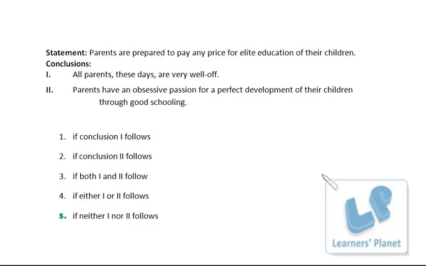Just concentrate on the words 'they are prepared'. That means they are ready to manage the things. The other one: parents have an obsessive passion for the perfect development of their children through good schooling. That's the same thing I was telling earlier. Whatever is possible for them, they are doing, because they have an obsessive passion that their child should get good studies, good education. For that, they are ready to do anything. So the second one can be concluded from the statement. So only conclusion 2 follows, and it doesn't need much elaboration.